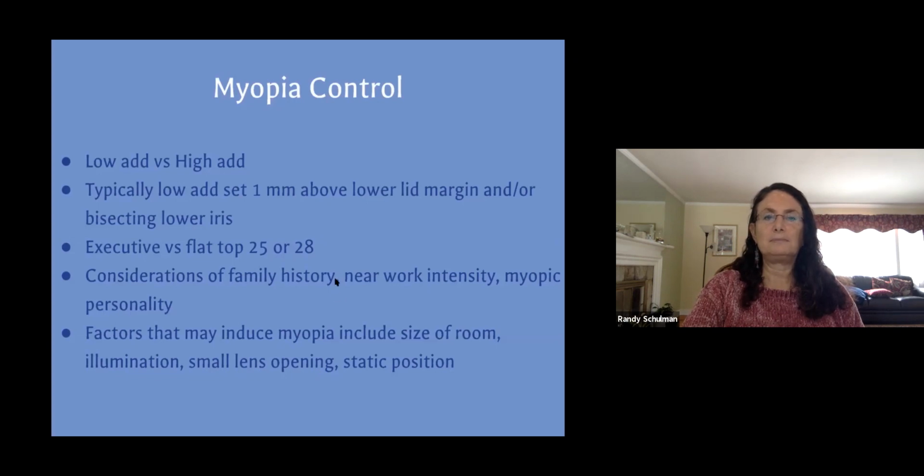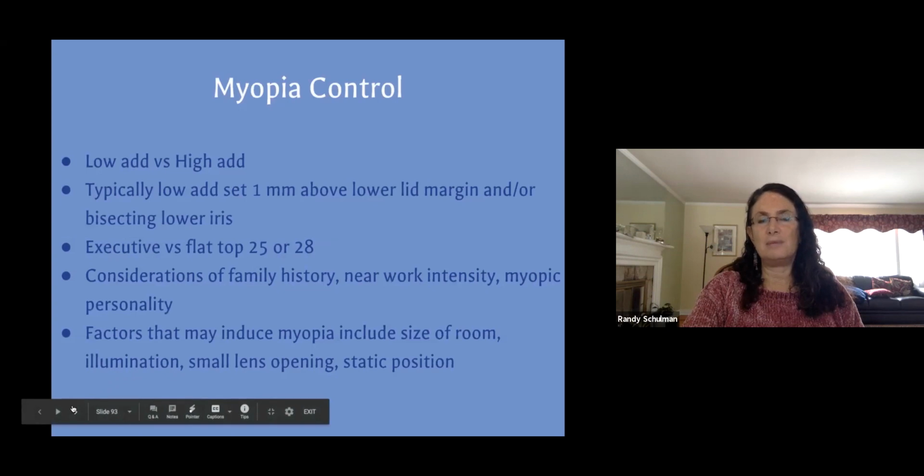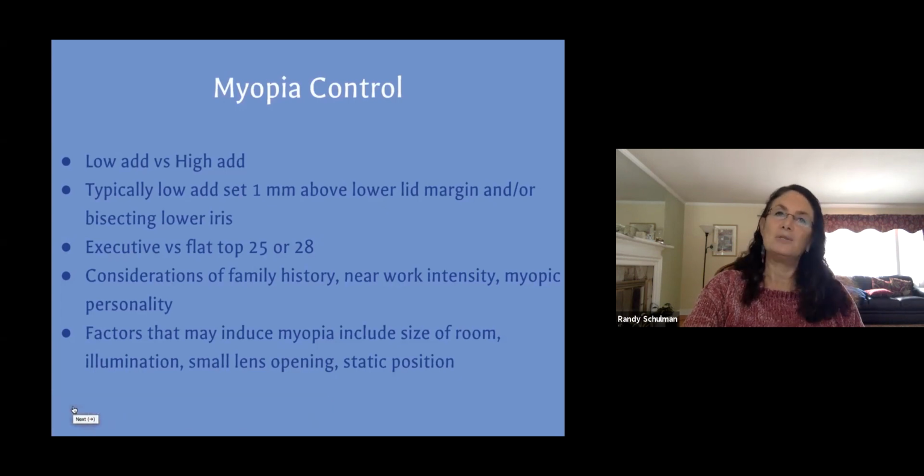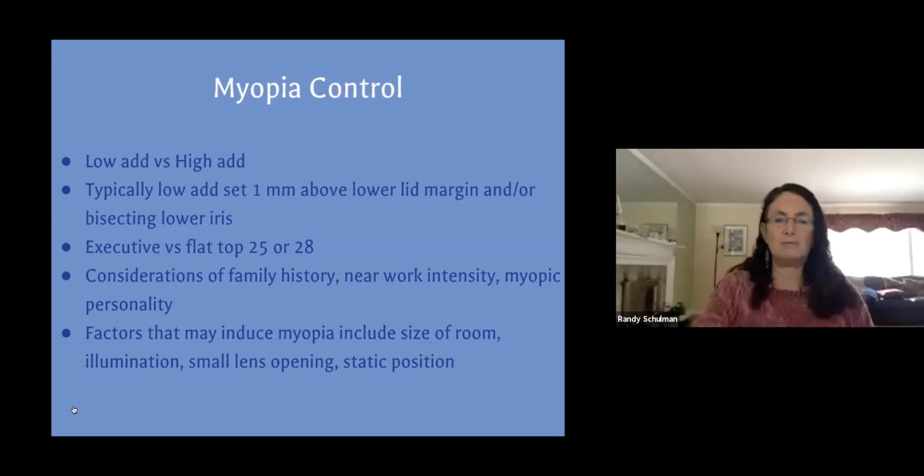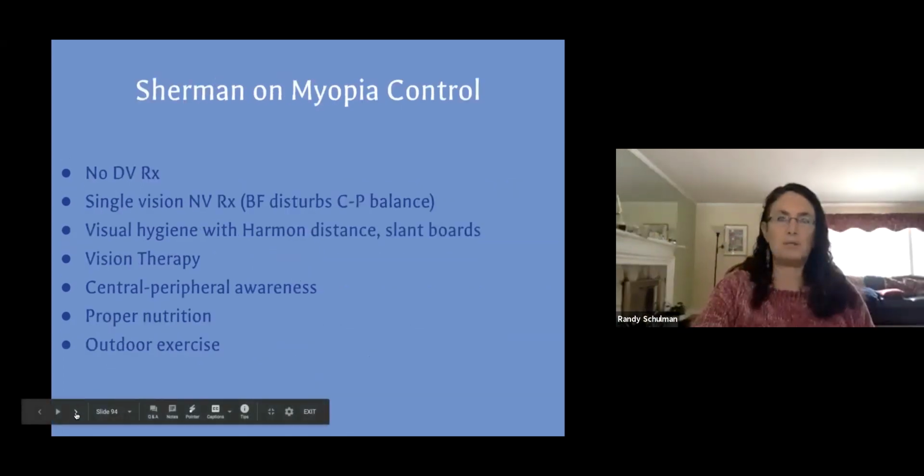I do like flat tops or flat top 28. I don't love using progressives for kids for myopia control because of all the distortion, the peripheral distortion, as well as that base down. I will consider using progressives in a myope that is also very highly eso, because then they're getting that base down effect and it helps. So that's one of the times I will use progressives.